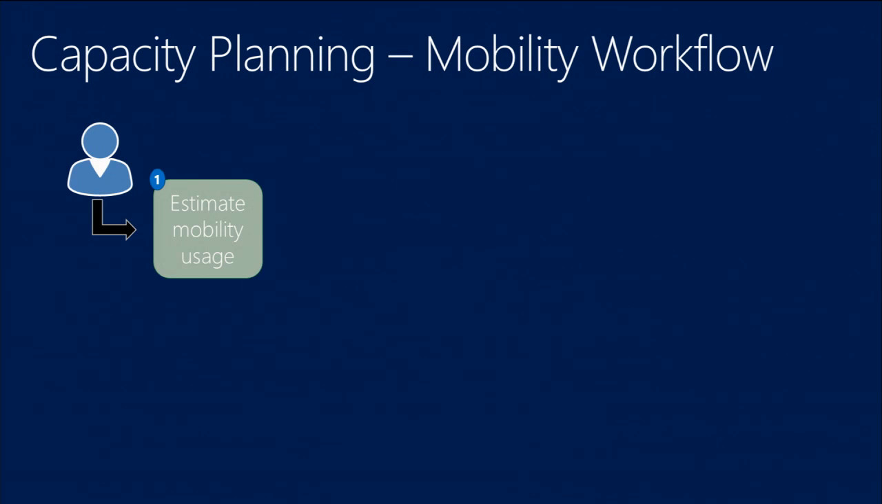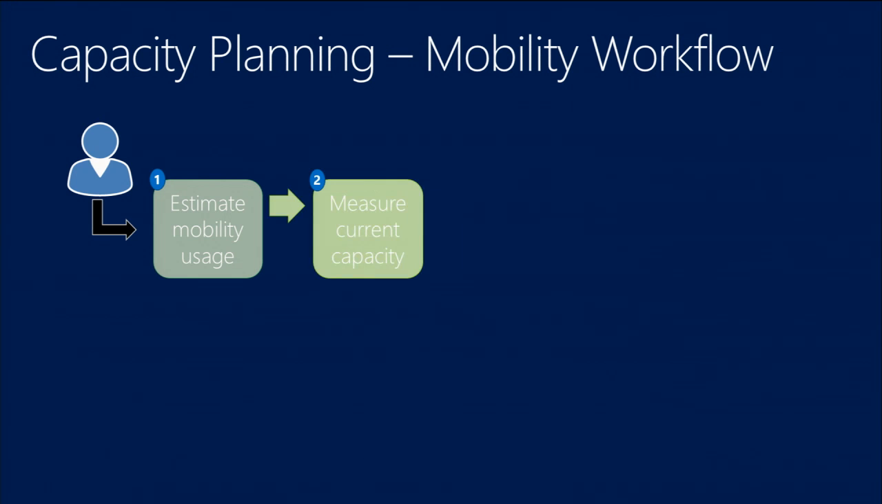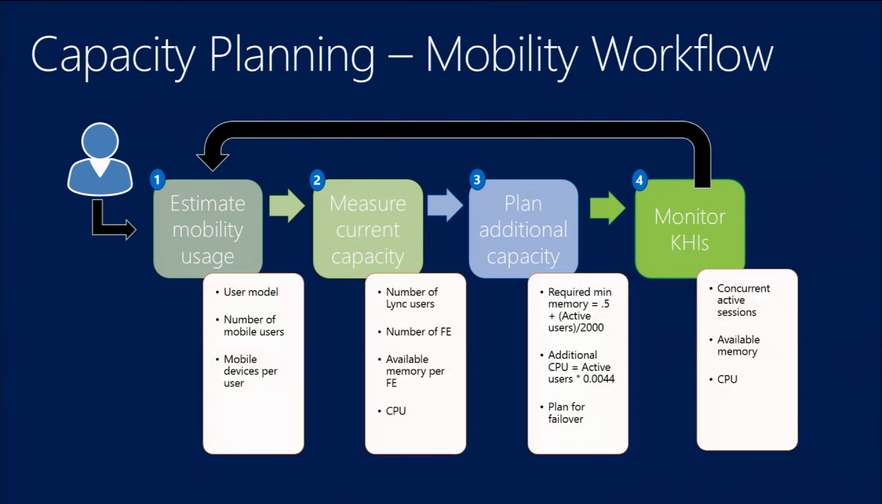So here we'll go through a little capacity planning. Let me just build this out. There we go. We'll have another example coming up, but we want to estimate our mobility usage. So we want to look at the user models that we have published, the number of mobile users that we're going to have in the enterprise, and how many devices per user. And then we're going to look at our current capacity.